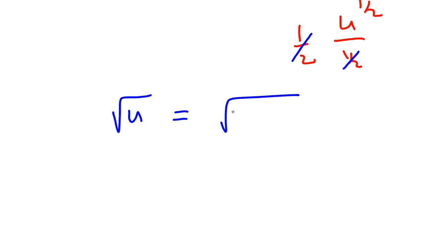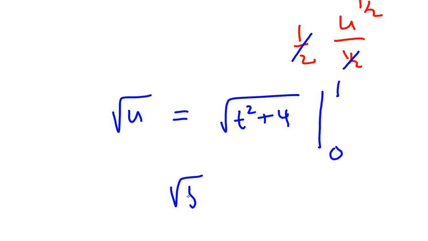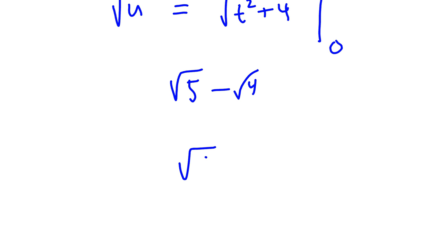So that's what's going to happen here. I'm going to have t squared plus 4. And then we're going to evaluate that from 0 to 1. And if we plug in 1 there, we get the square root of 5. If we plug in 0 there, we get minus the square root of 4. So everything's said and done, we get the square root of 5 minus 2.